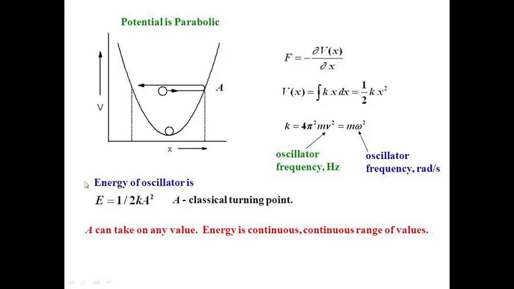So we can say the energy of the oscillator will be equal to 1 by 2 times k A square, where A is the classical turning point. Notice that A may take any value, meaning that the energy is continuous, and we have a continuous range of values down to 0.